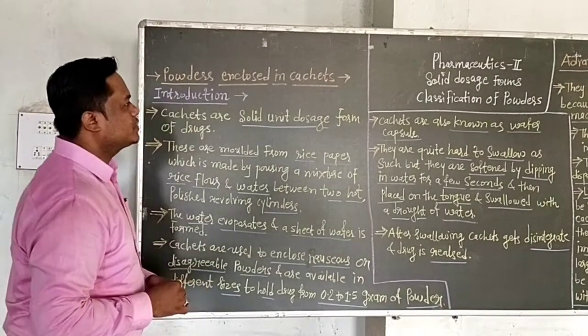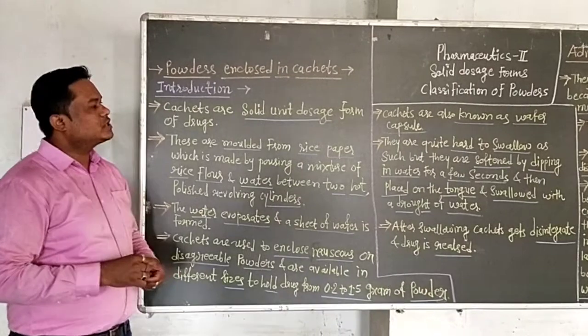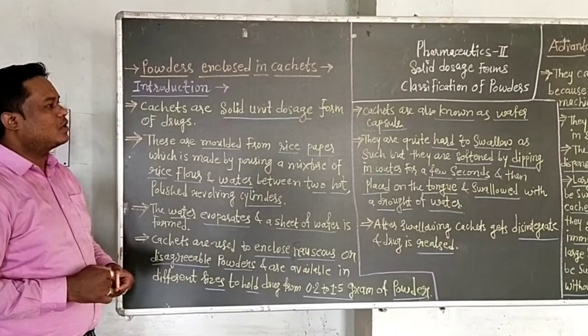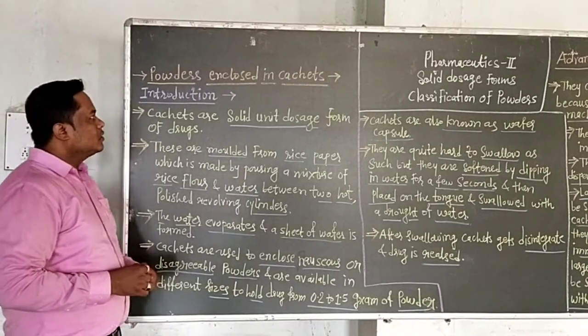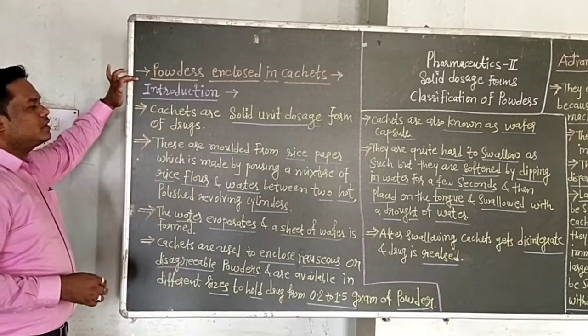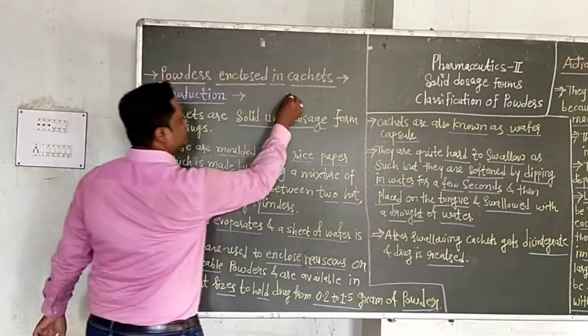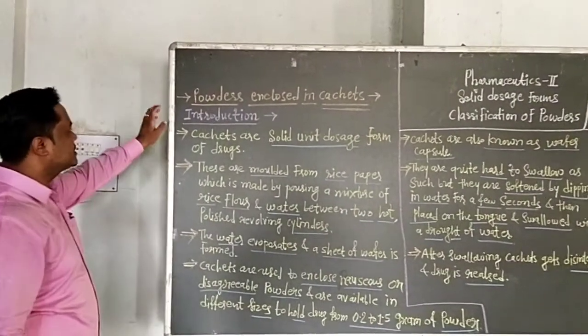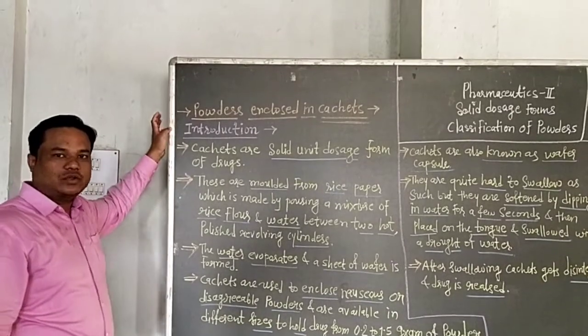Today's subject is Pharmaceutics 2, and chapter number 4 is Solid Dosage Forms. In this lecture we are going to see the classification of powders. One of the classifications is powders enclosed in cachets. First, you have to see the introduction.